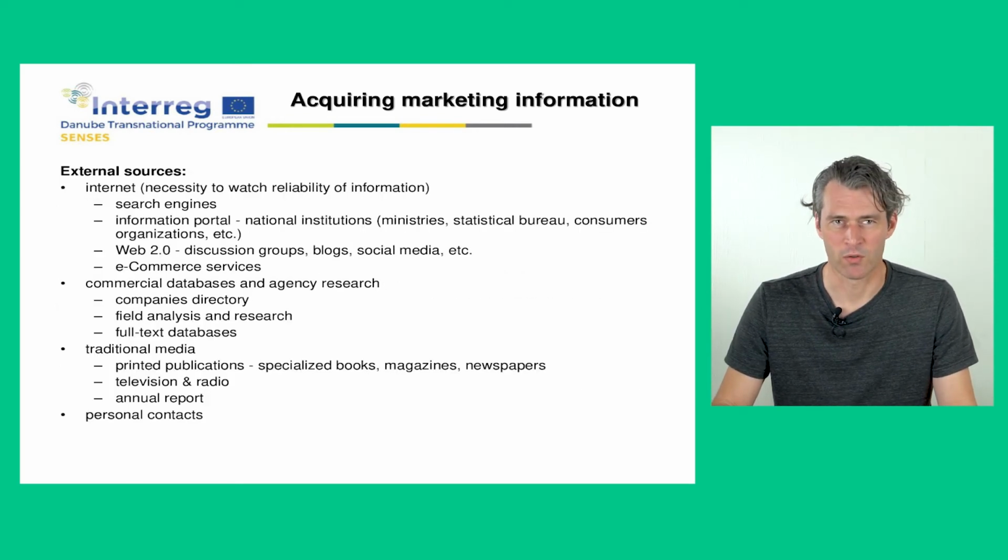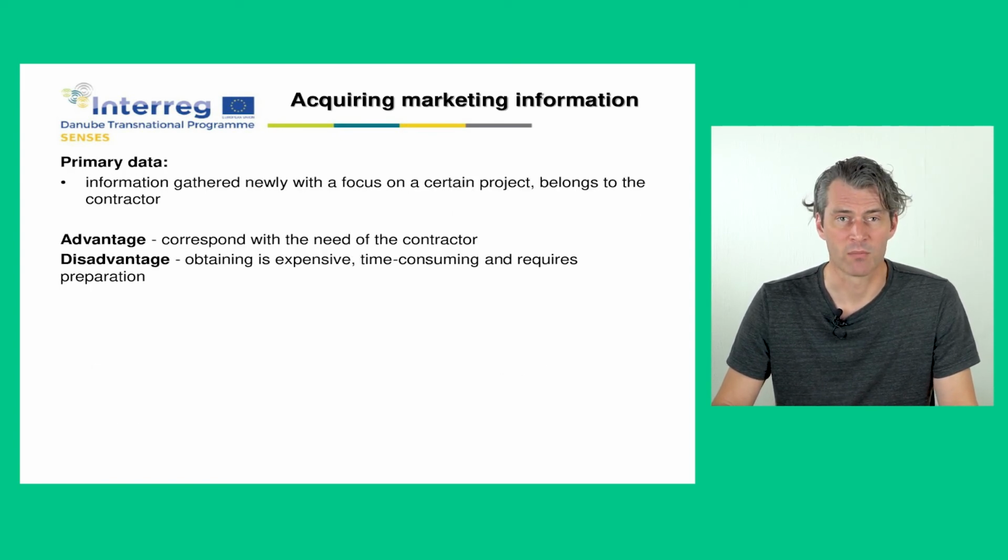So what are external sources? The internet is one example, though you do need to be careful about the reliability of your information. There are also commercial databases or agency research. You can get information from traditional media or even from personal contacts. So what is primary data? This is information freshly gathered with a focus on a particular project that belongs to the contractor.